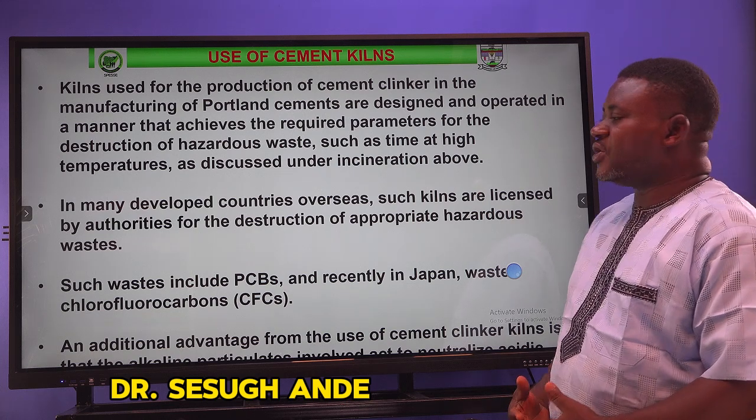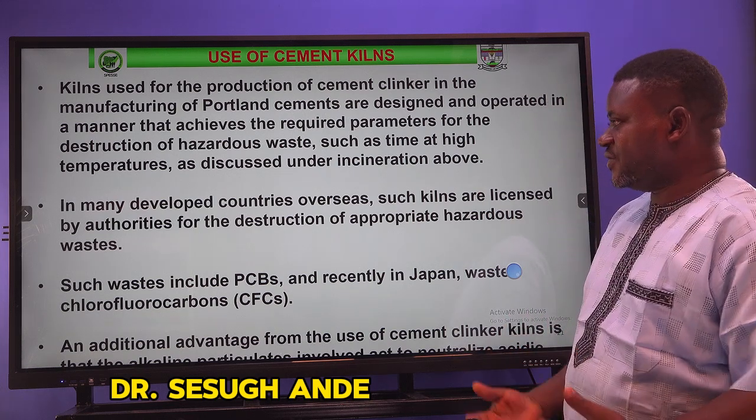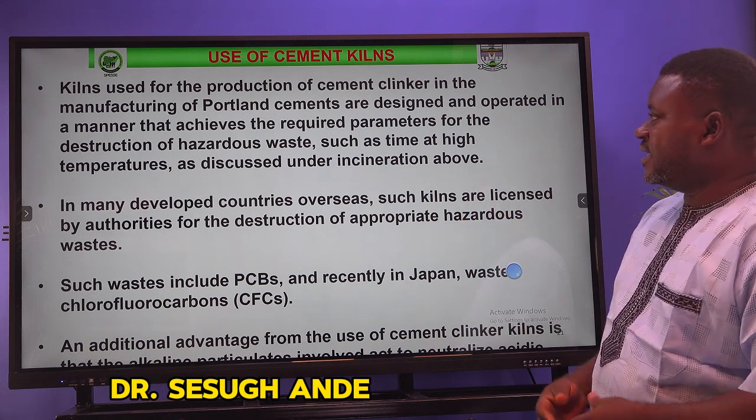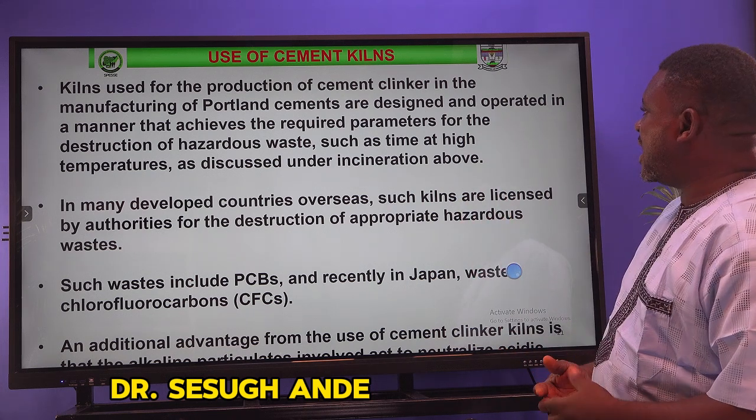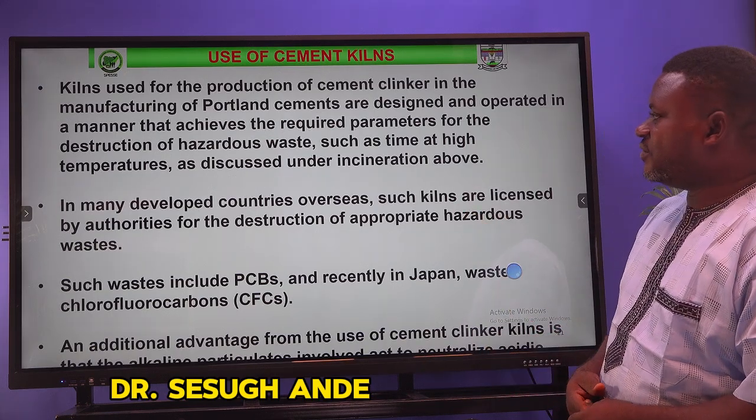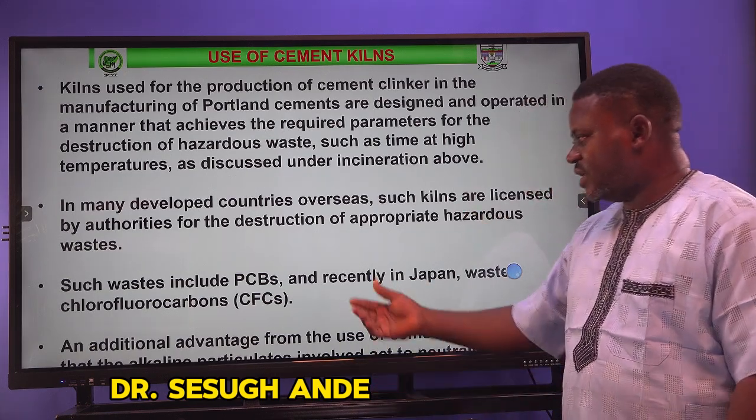We also make use of cement kilns. Kilns that are used for the production of cement clinker in the manufacturing of Portland cement are designed and operated in a manner that achieves the required parameter for the destruction of hazardous materials.